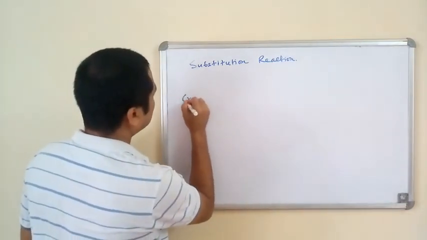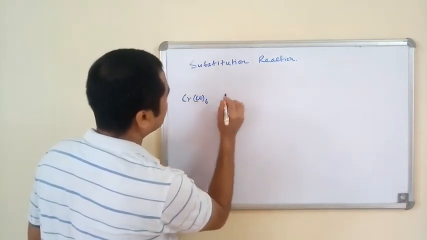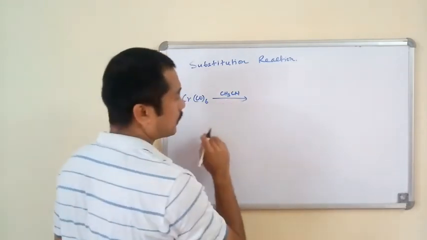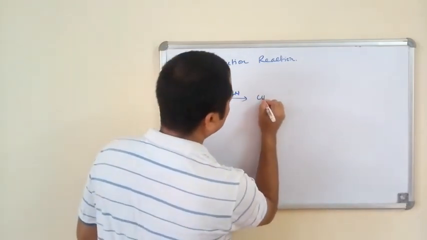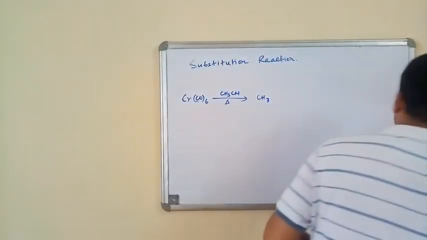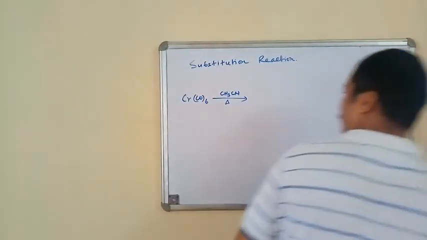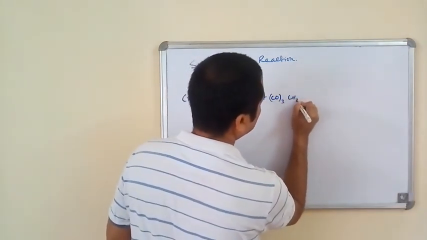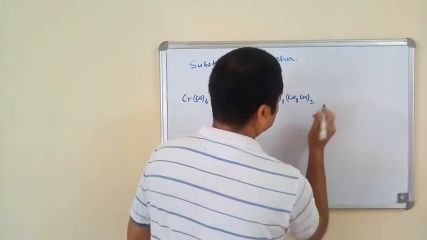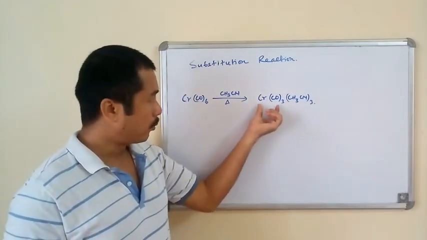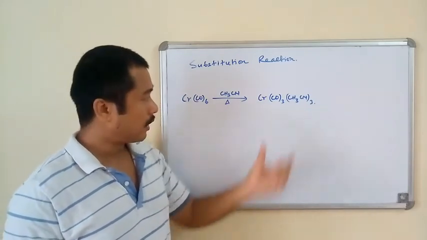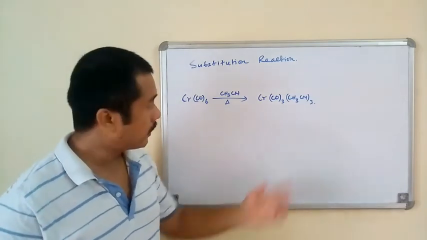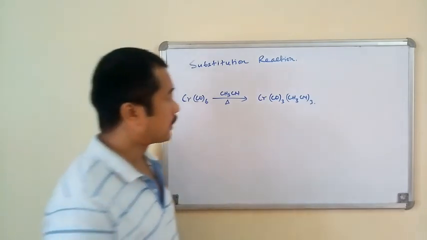That is, you can start with Cr(CO)6, and then if you reflux Cr(CO)6 in acetonitrile, then you replace three of the carbonyl ligands by acetonitrile, which is a poor ligand as it forms a very weak metal ligand bond with chromium metal here, and that is why they can be easily replaced by other desired ligands.